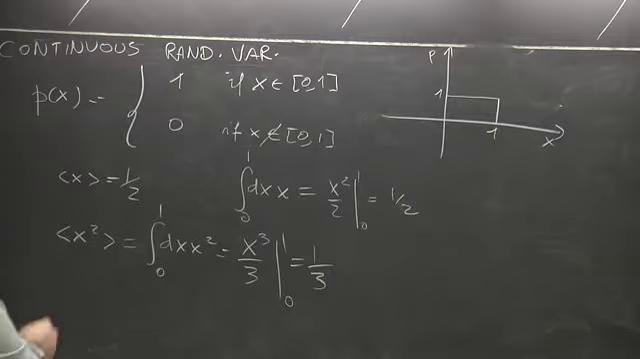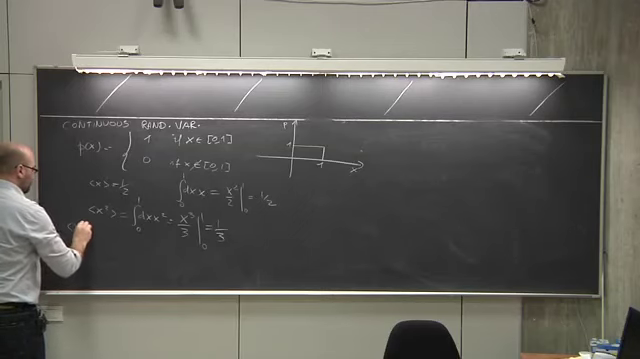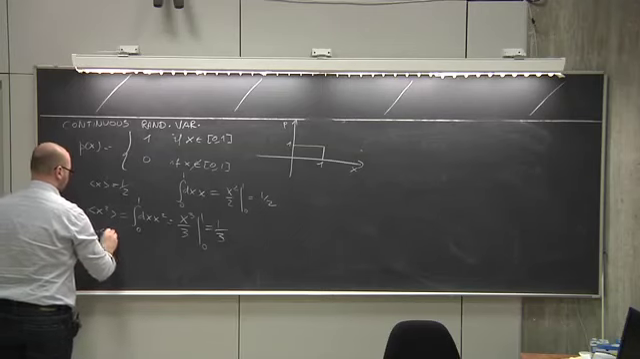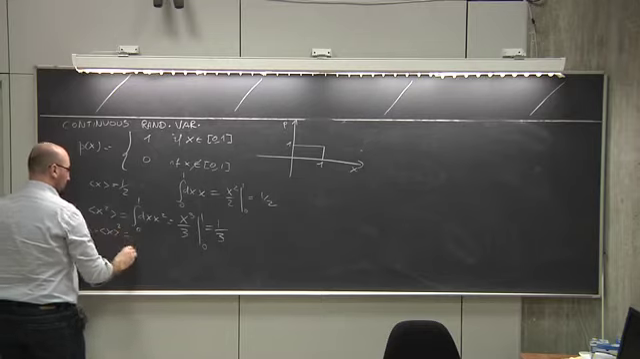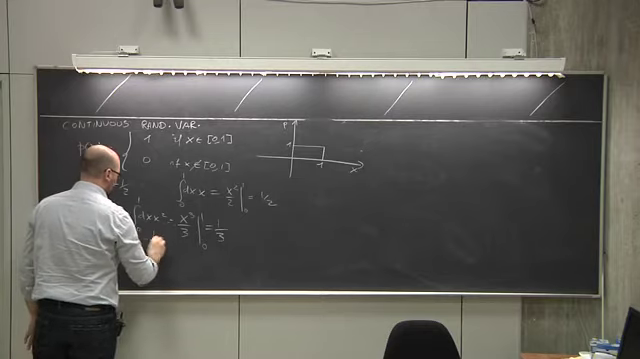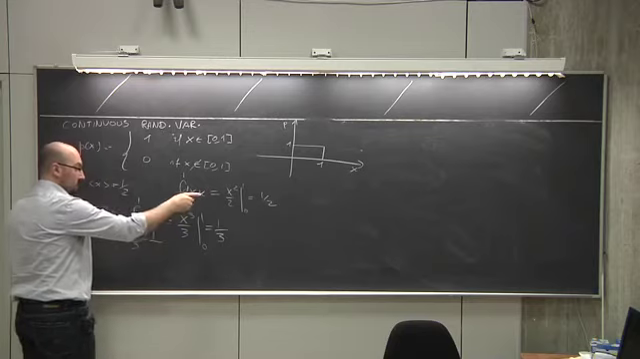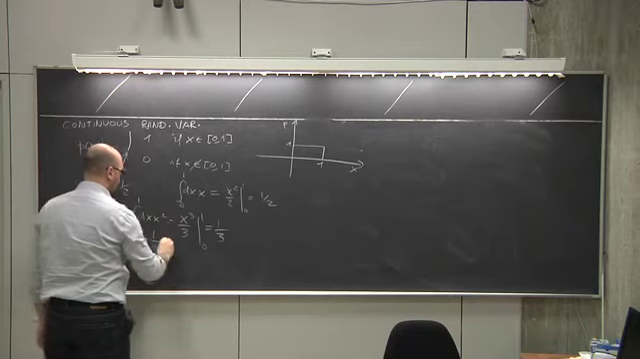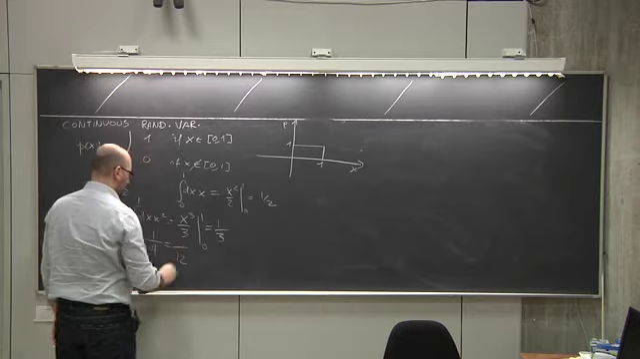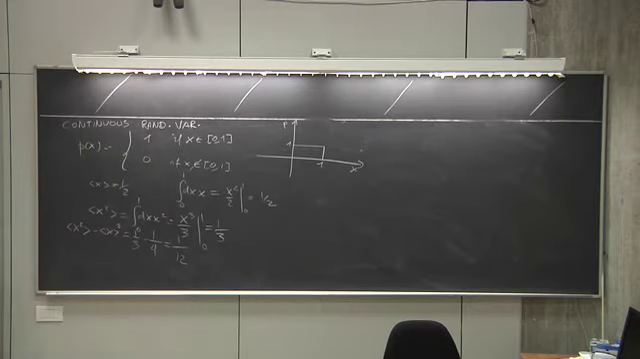And from here we can get the variance, the average of x squared minus the square of the average of x, which is 1/3 minus 1/2 squared, which is 1/4, which is 1/12.